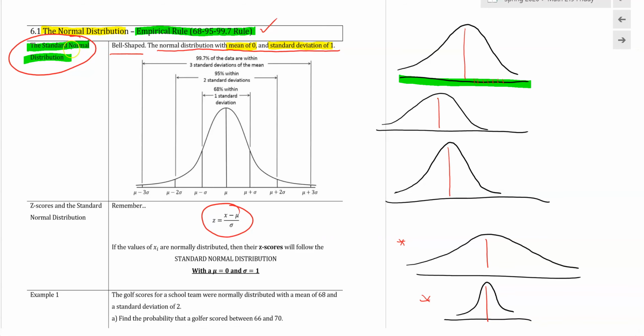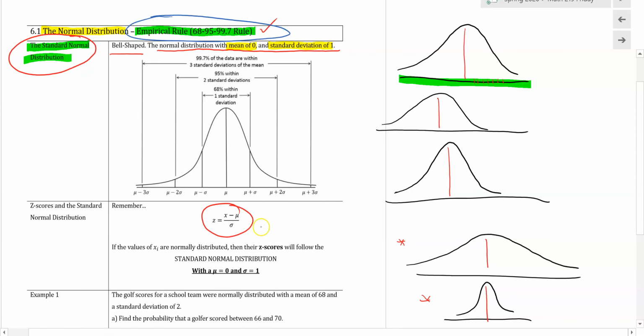We like working with the standard normal distribution because it allows us to take these things that are normally distributed, but might have different means and different standard deviations, and through one process basically shrink them all down to the same picture. And it makes it easy to make comparisons between the two sets of data. So more on that later. The big thing we need to get out of here is the empirical rule.